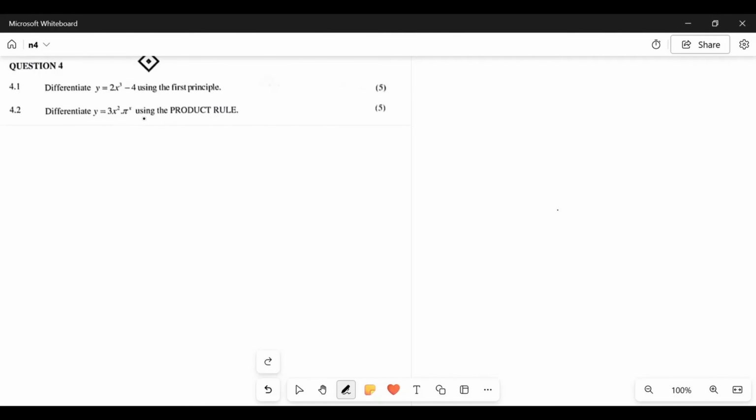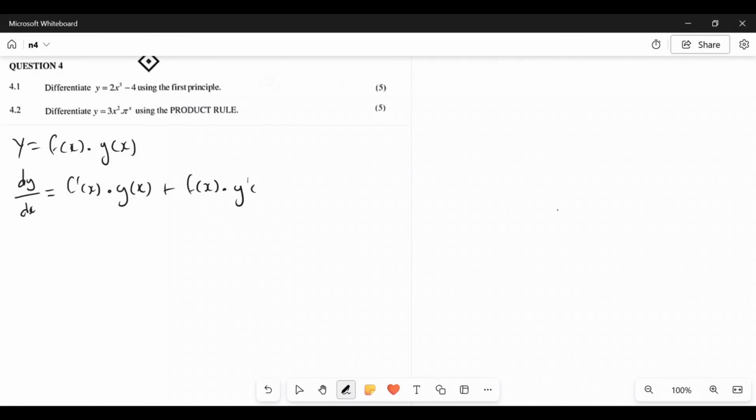Now the product rule has a formula, guys. Again, let me write the formula for the product rule. It goes like this: when we have y equal to f of x multiplied by g of x, your dy over dx is going to be f prime of x multiplied by g of x, plus f of x multiplied by g prime of x. So basically what you're doing here is you derive the first one and you leave the other on the first term.